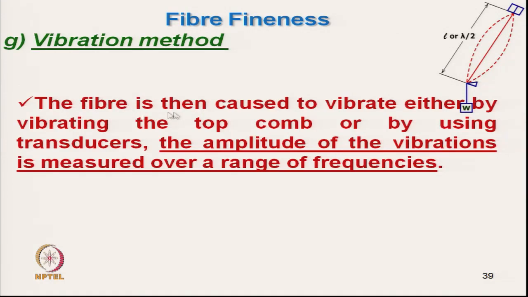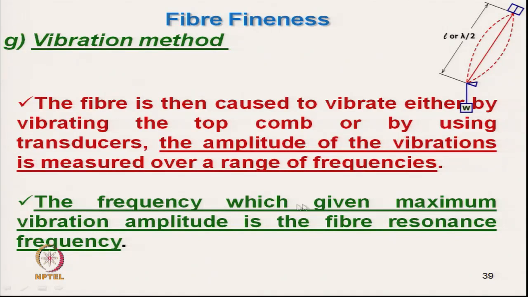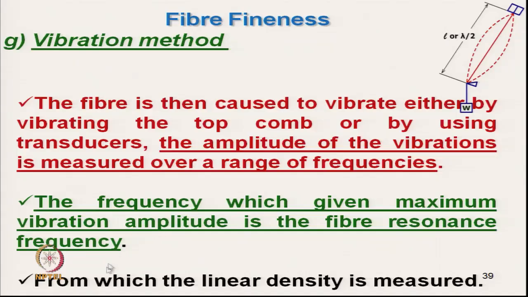The fiber is then caused to vibrate, either by vibrating the top comb or by using a transducer. We can vibrate at different frequencies, and the amplitude of vibration is measured over the range of frequencies. The frequency which gives the maximum vibrational amplitude is the fiber resonance frequency. That frequency is f, which is taken for calculation, from which linear density is measured.